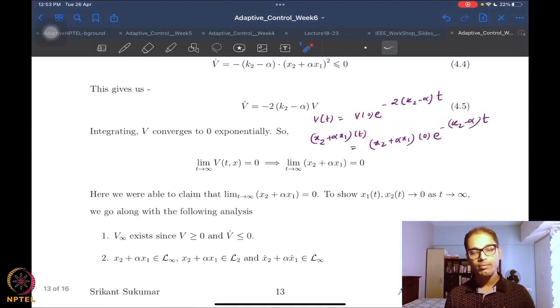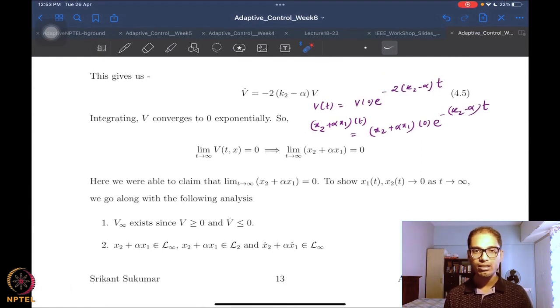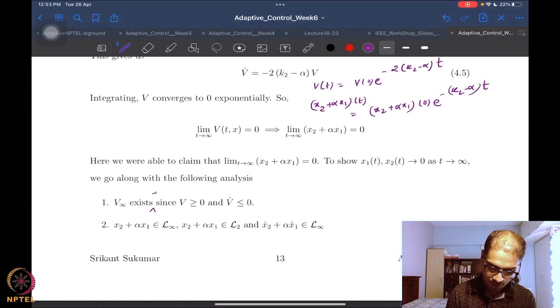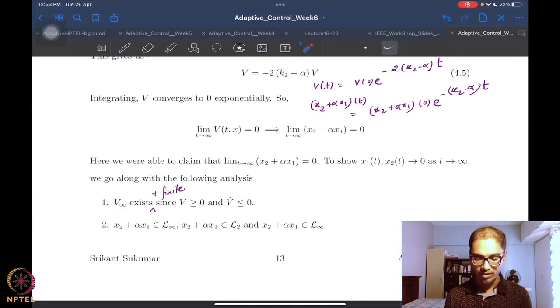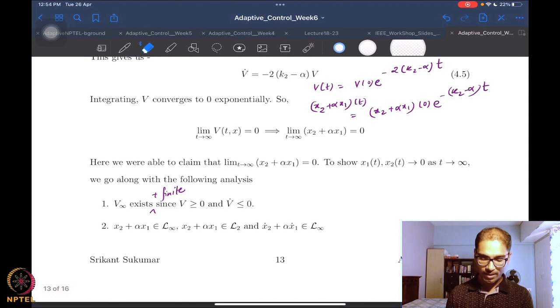So great. Now we do a little bit of signal chasing type analysis. The steps are slightly different here, but they still work out fine. The first thing is v is still lower bounded because v is greater than or equal to zero, and it is non-increasing because v dot is less than or equal to zero. Even though v is not a Lyapunov candidate, I still have both of these. Therefore, v infinity exists and is finite. And v infinity is what we use to denote this limit of v as t goes to infinity. Further, because v is (x2 plus alpha x1) squared, we know that this is a bounded quantity.